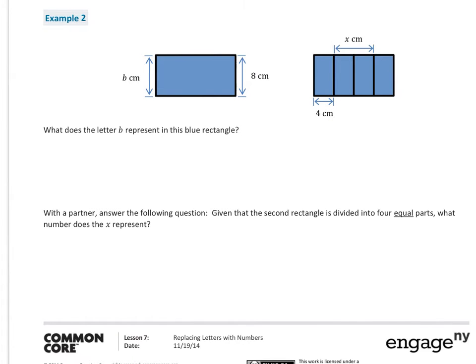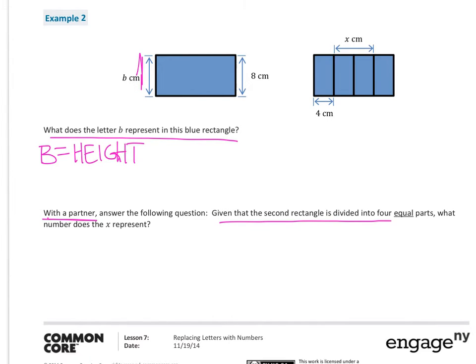So check out this example. What does the letter B represent in this blue rectangle? Well, B represents the height. So I'm going to say B equals the height. I know it says with a partner, but we're going to do it just here, you and me. Answer the following question. Given that the second rectangle is divided into 4 equal parts, what number does the x represent? Okay, so 4 equal parts.